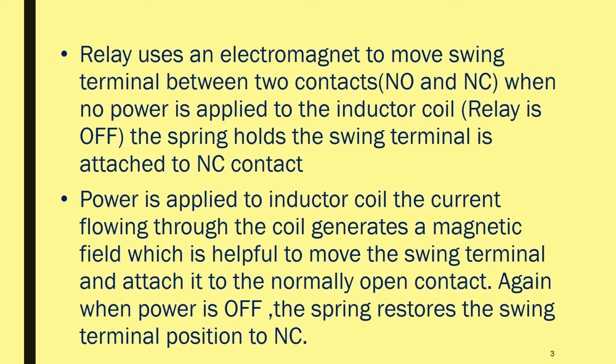Again, when power is off, the spring restores the swing terminal position to the normally closed contact. So this is the basic mechanism. It is basically used as an electromagnetic relay, as a kind of isolator or interface or switch, so as to isolate the low power circuit from the high power circuit, which is activated by energizing the electromagnet, a coil bound on the soft iron core. So as you can see in the first slide, the small picture.